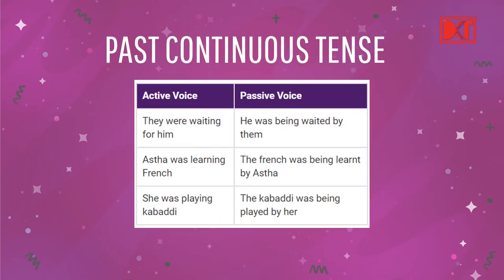Okay. So here we have past continuous tense. Let's see how it is being changed. They are waiting for him. He is being waited by, he was being waited by them. Right. Aastha was learning French. French was being learned by Aastha. And she was playing kabaddi. The kabaddi was being played by her. She got converted to her.